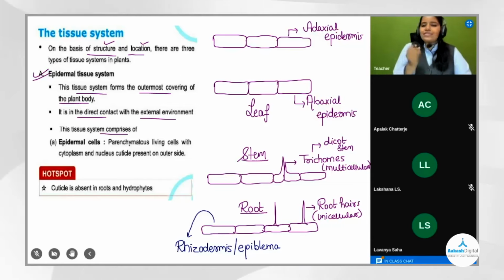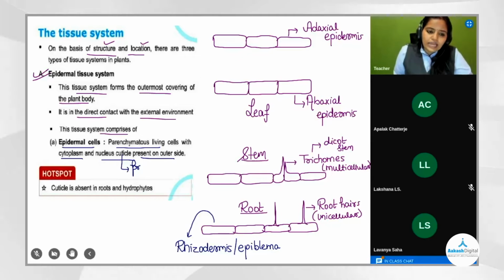Okay, so firstly, let us see the epidermal tissue system. So here we have, first of all, the epidermal cells, parenchymatous living cells they are, with cytoplasm and nucleus. Now, cuticle is present on the outer side, but this cuticle just helps to prevent transpiration. Transpiration means loss of water from the plant. So it helps to prevent transpiration.